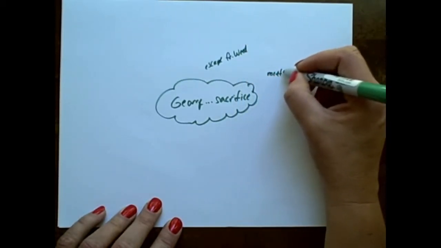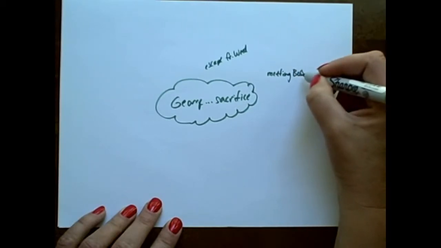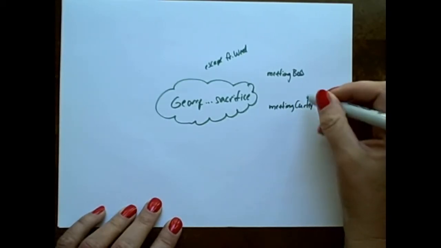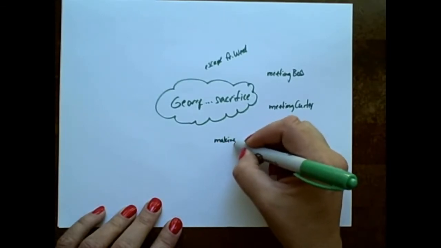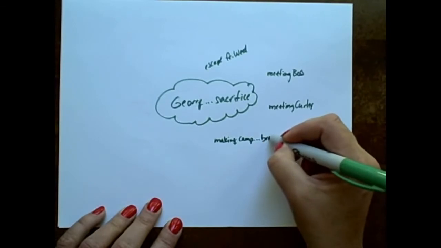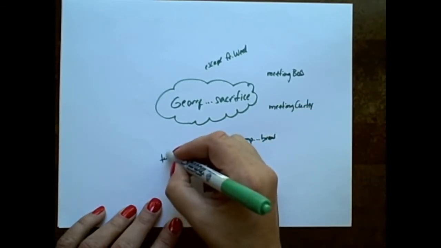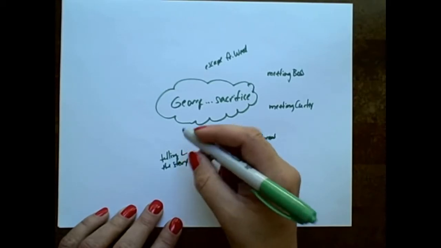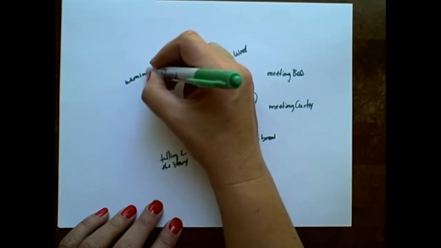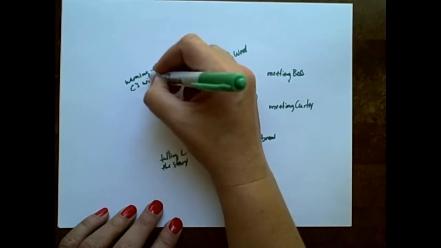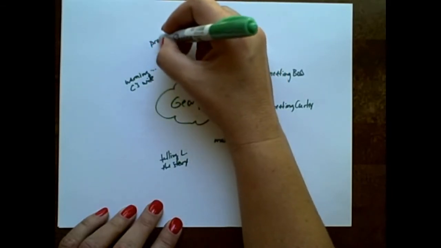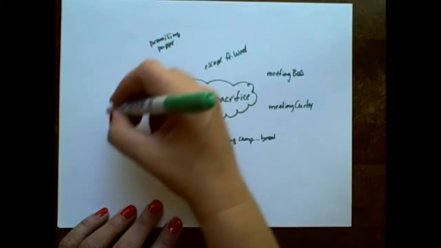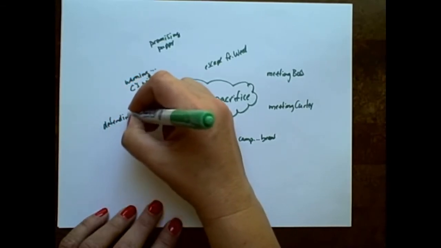meeting the boss, meeting Curly for the first time, how about making camp and eating beans, let's see, telling the story, telling Lenny the story, how about warning about Curly's wife, promising a puppy, defending Lenny to Slim.